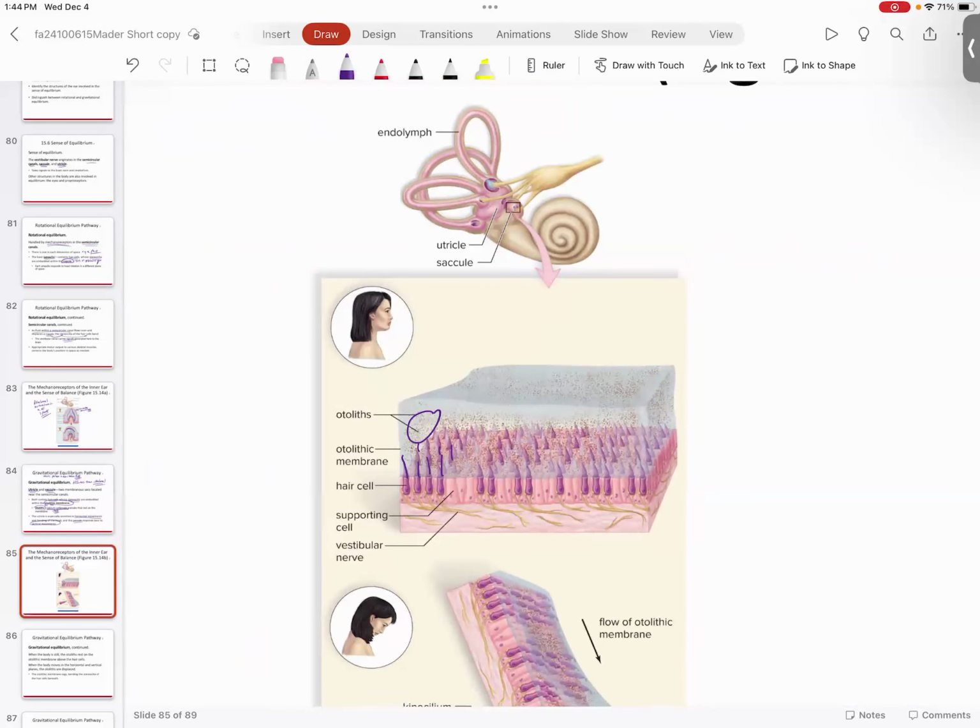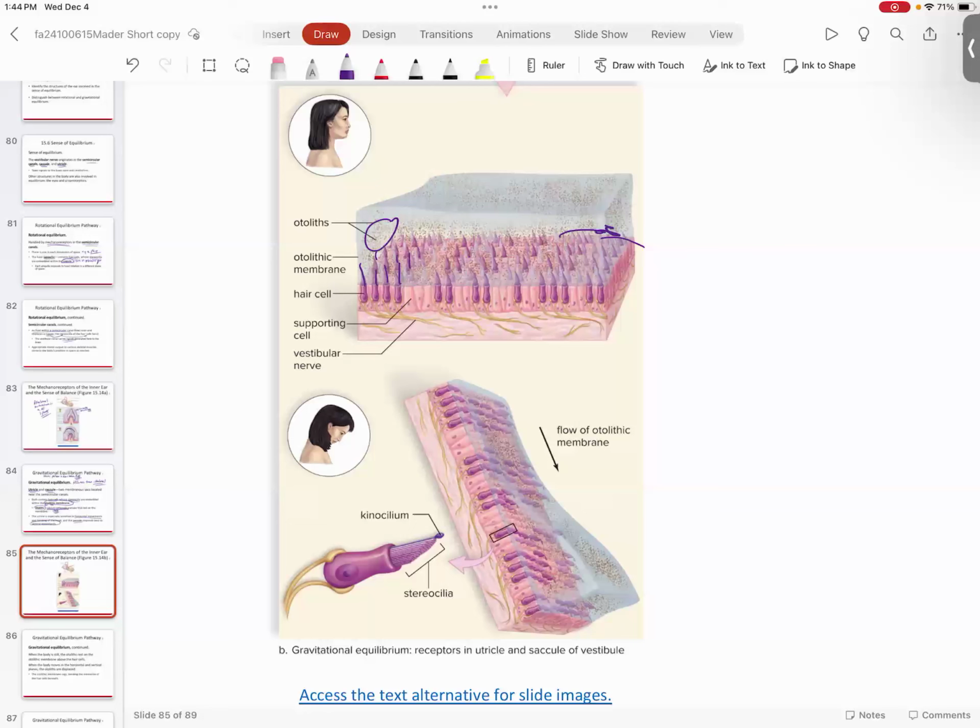And so what happens is when you tilt, all those otoliths will kind of flow to one side. So here you can see you're tilting forward in this particular case. So we're looking at the saccule. All those otoliths will basically tilt to one side, and it'll push and bend all those stereocilial hairs. They'll kind of bend over, and then it'll activate them, and then that'll send information to the vestibular nerve.